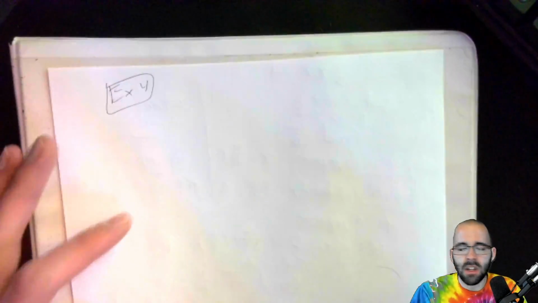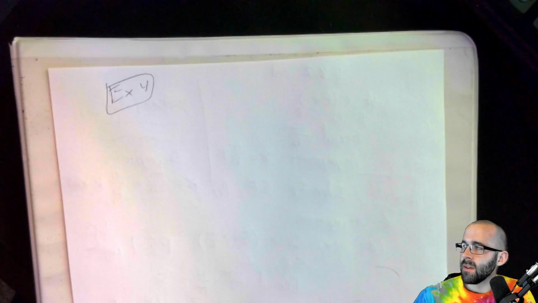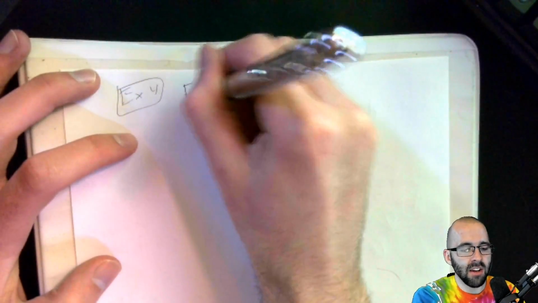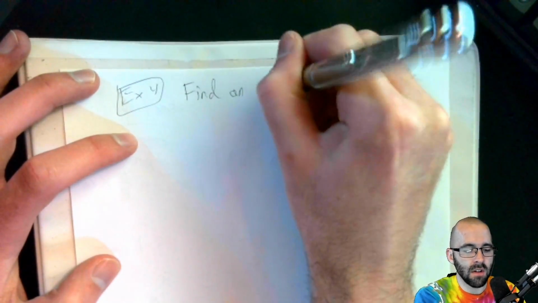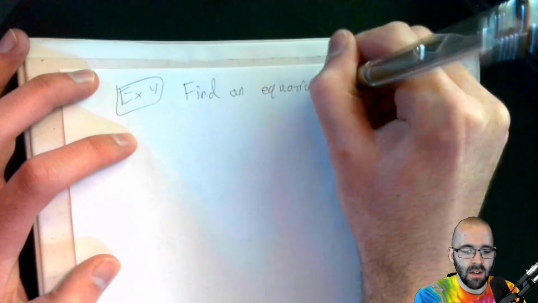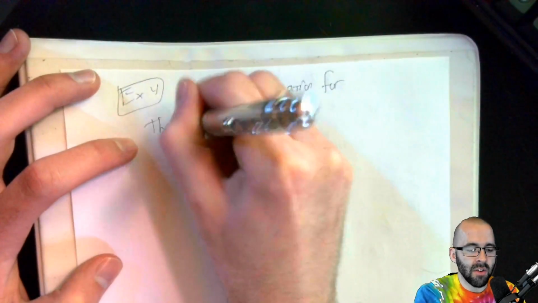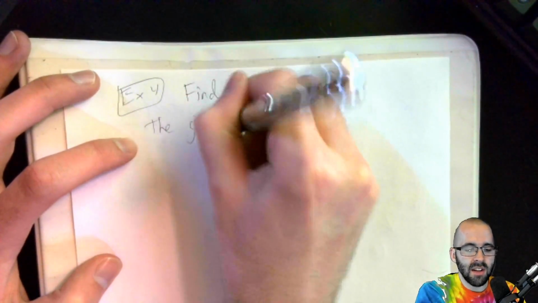Okay, so let's do the next example. These are some really good ones. So example 4, again, one of the main things I expect from you from this section is to be able to recognize graphs. So that's what we're going to do here. Find an equation for the graphs.